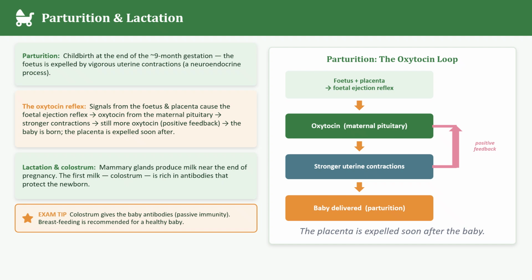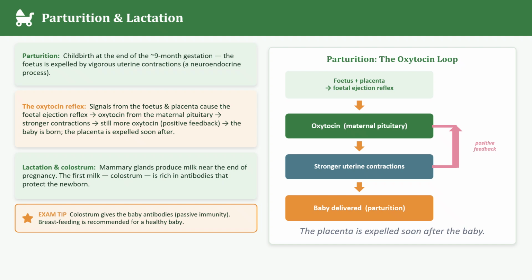So next, parturition and lactation. Parturition is nothing but childbirth. Parturition is the process of delivering the baby after the completion of pregnancy. It is controlled by a neuroendocrine mechanism. So let's see the mechanism of childbirth.